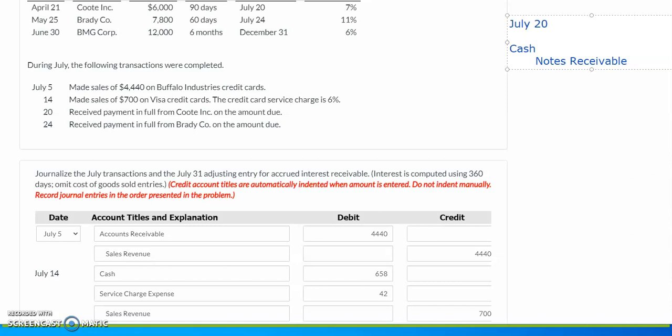In this example, the amount that is due from Coot Inc. is $6,000. So I'm going to include that full $6,000. And that $6,000 will also be received in cash at the same time. The other thing that we want to realize is that the company needs to record the interest revenue for the period for which they have earned interest.